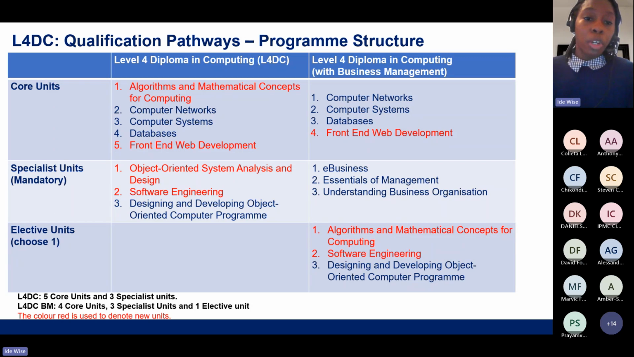With the level 4 diploma in computing with business management, you have 4 core units, 3 specialists, so everybody must do those, and then they can choose 1 elective. So you've got those 3 choices at the bottom of the table there. Any unit that you see in red is a new unit that did not exist before. And as you can see, the 2 different pathways do share some common units.